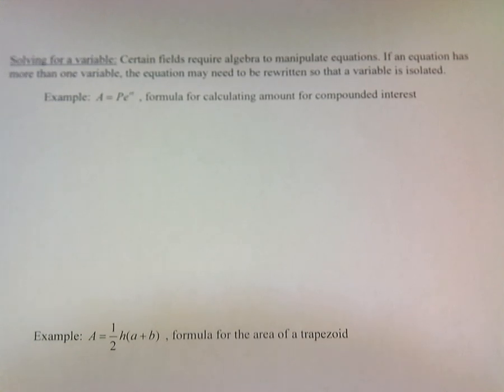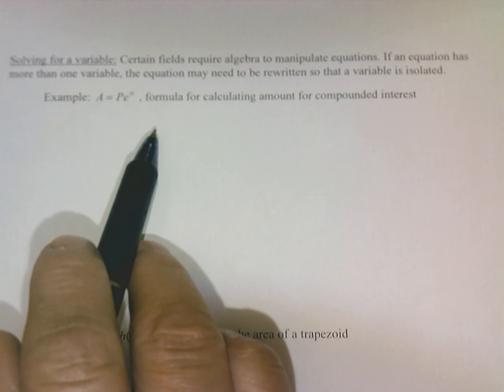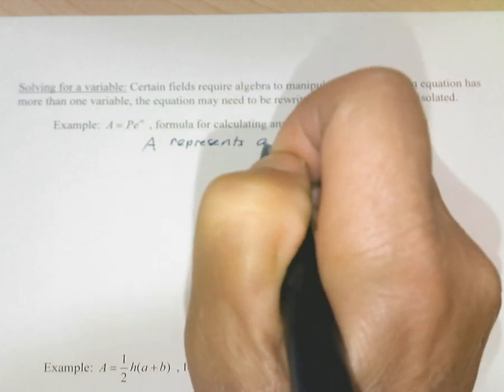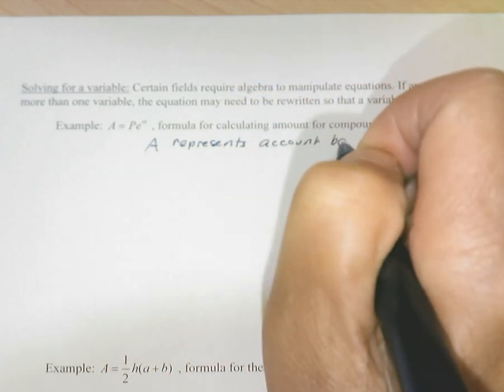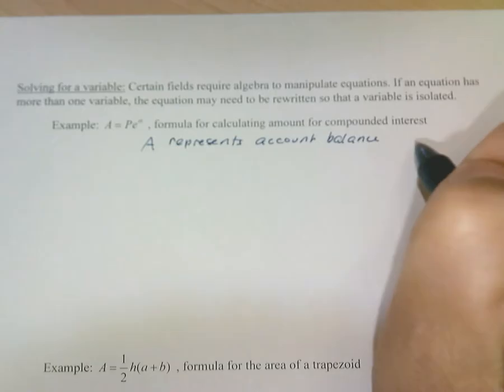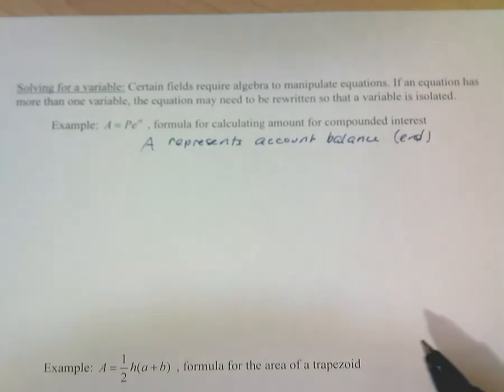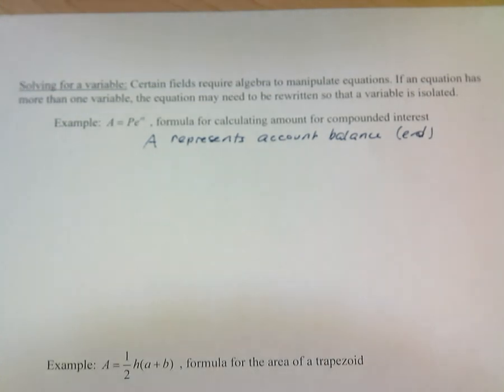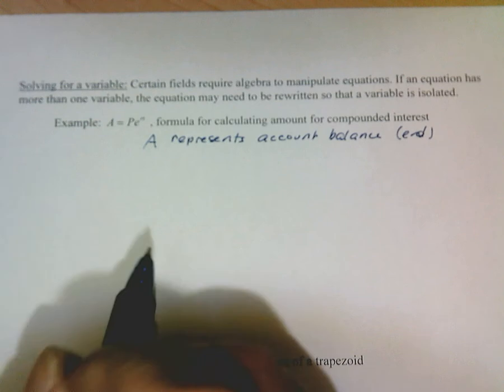So I've chosen a couple different formulas that we're going to use frequently in here. For the first one, this is a formula for calculating amount for compounded interest. So A is going to represent account balance. And we'll spend more time on this later on. But it's going to be a formula you'll be familiar with. So it's how much you would end up. If you were to deposit money into a savings account and it collects interest, A would be how much money you have in the account after so much time.